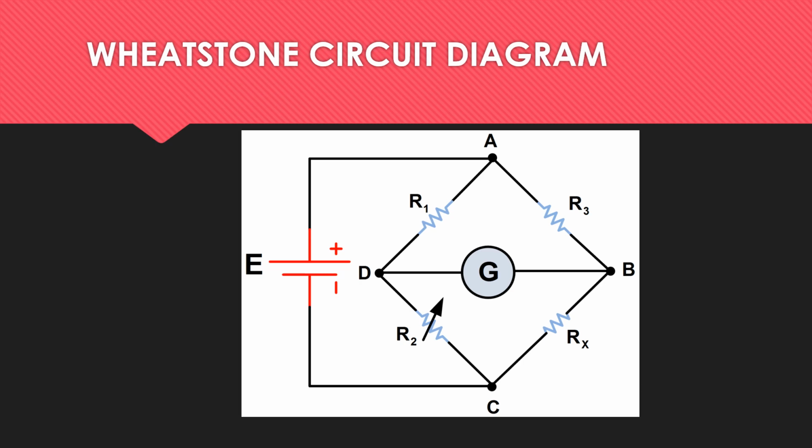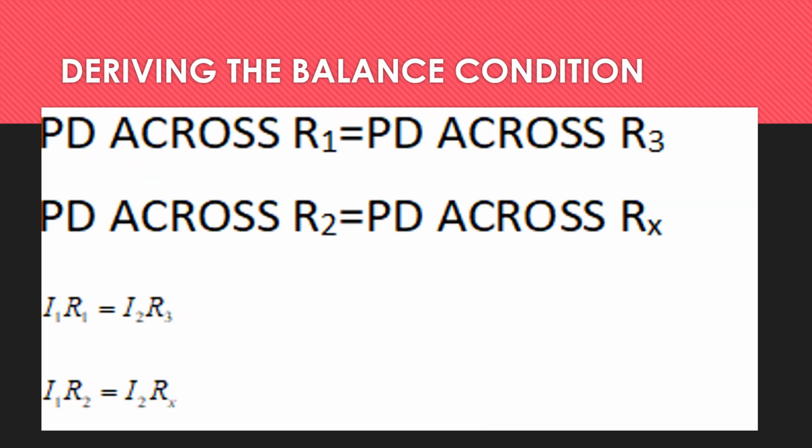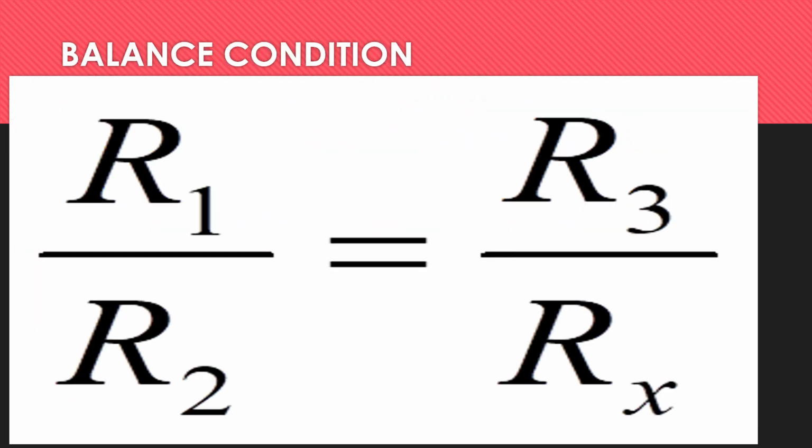So following those conditions that I have mentioned, we can determine the balanced condition of a Wheatstone bridge. PD across R1 equals PD across R3, PD across R2 equals PD across Rx. Write down the equations following the currents that pass through them and get the balanced condition. So using this balanced condition, with only Rx as the unknown resistance, we can determine its value.